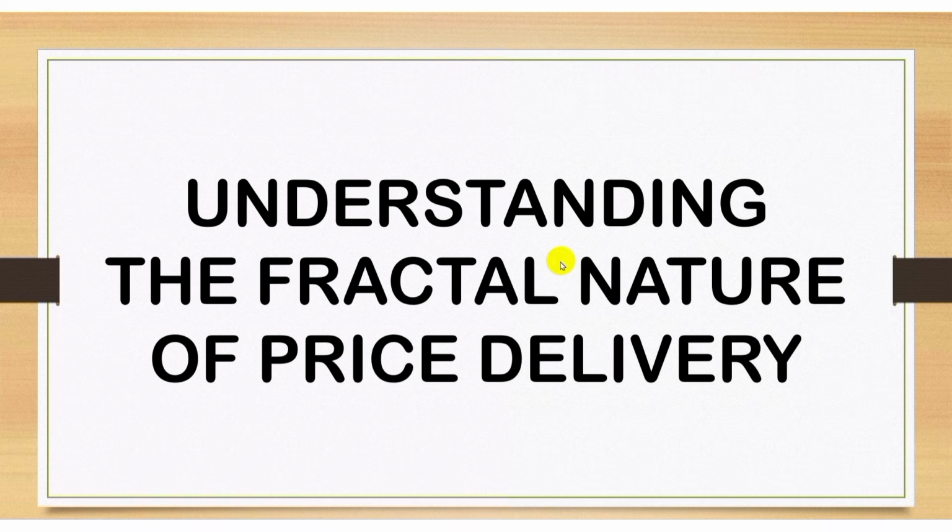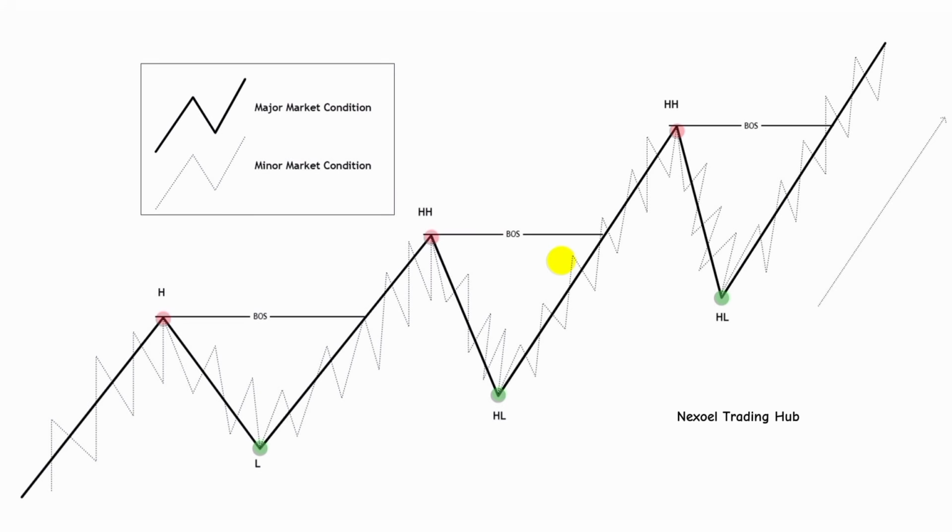So guys, let's actually look at a bullish market condition to understand the fractal nature of price delivery. You can see that this symbolizes the major market condition, and this symbolizes the minor market condition. Basically, this signifies a higher time frame market condition, and this signifies a lower time frame market condition. The higher time frame could be daily, the lower time frame 4 hour. The higher time frame could be 4 hour, the lower time frame is 1 hour.